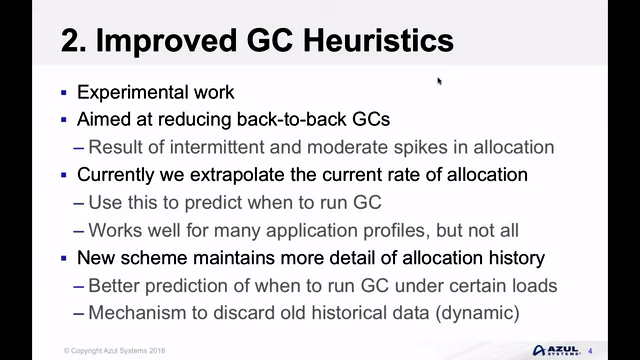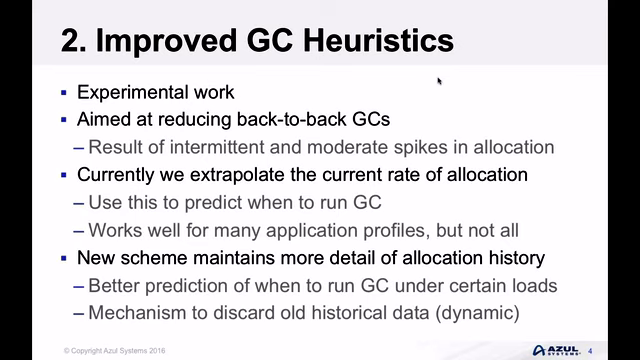But what we've noticed is that there are certain types of applications, certain profiles, where that may not be the most optimal solution. And you'll get situations where you get intermittent spikes in allocation, where suddenly something happens in your application, a lot of data needs to be allocated, and that can cause the way that we predict the garbage collection to be run to change a little bit.